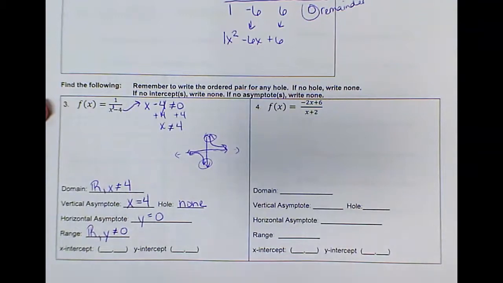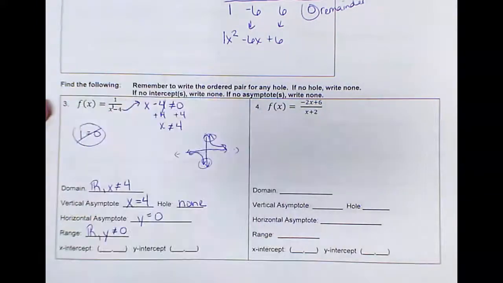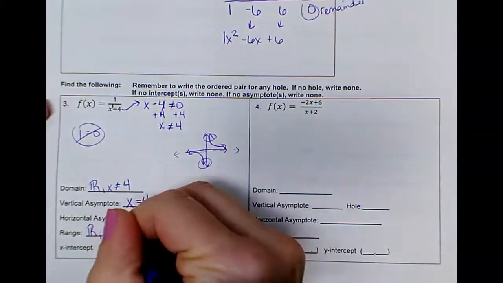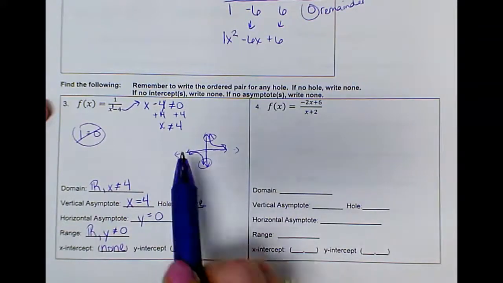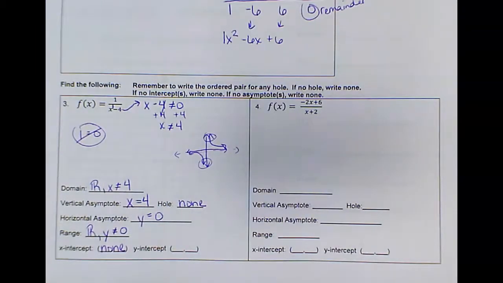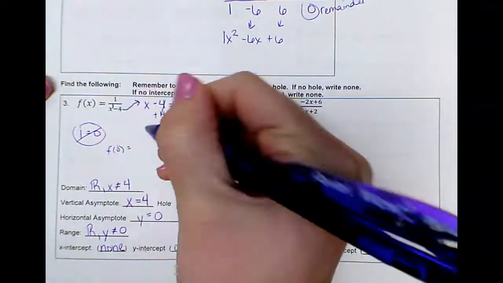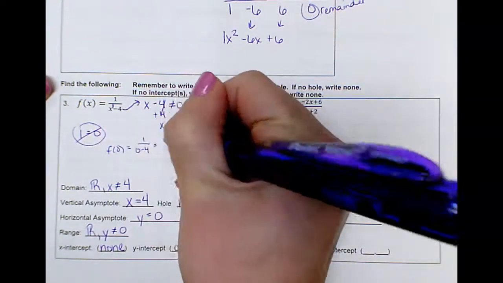Now let's talk about the x-intercept and the y-intercept. In order to find the x-intercept, we remember that we're supposed to set the numerator equal to 0. Well, if I set 1 equal to 0, that doesn't really tell me anything, so for the x-intercept I'm going to write none, which kind of makes sense because there is an asymptote along the x-axis, so there can't be an x-intercept. For the y-intercept, we're going to substitute 0 for x everywhere we see x. So f of 0 equals 1 over 0 minus 4. That's negative 1/4.